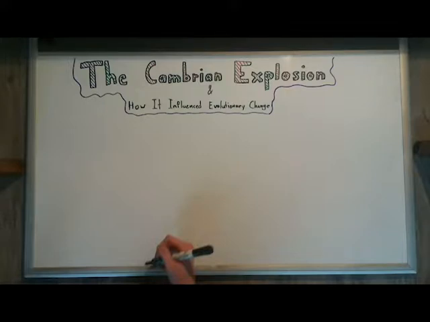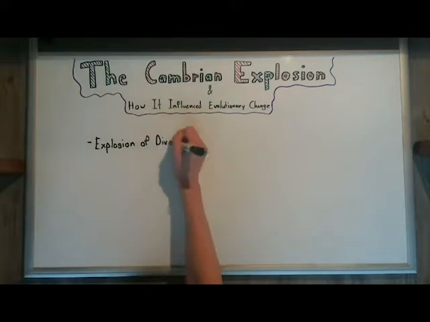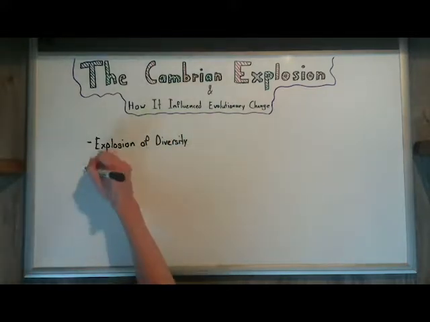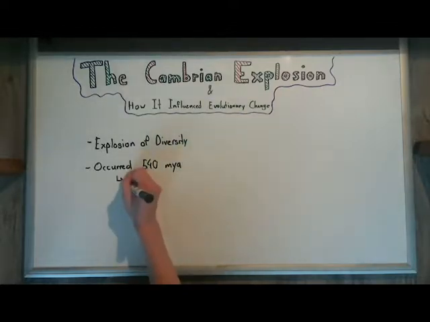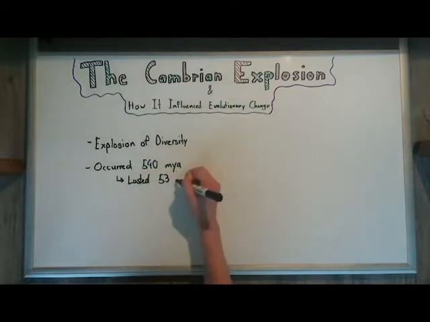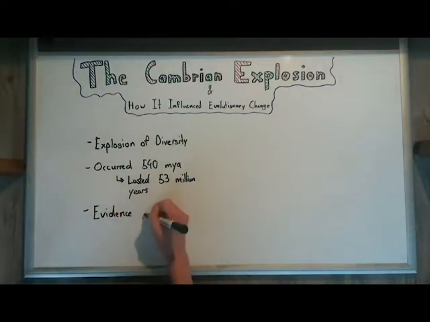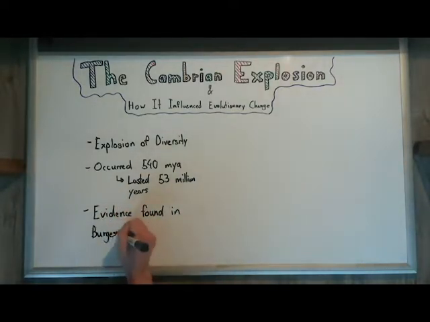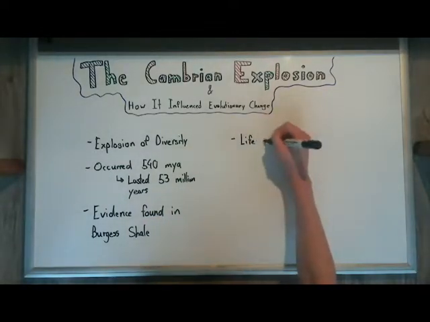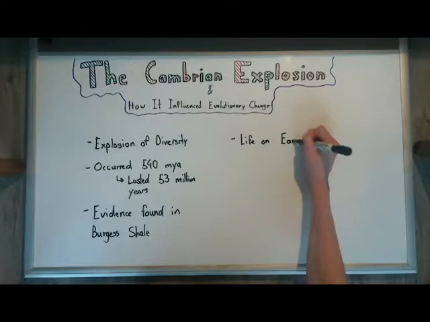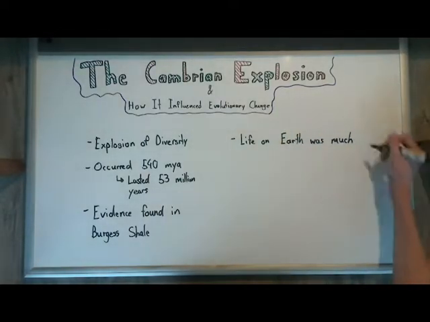The Cambrian explosion, and how it influenced evolutionary change. The Cambrian explosion was a drastic increase in species diversity that occurred approximately 540 million years ago and lasted around 53 million years. Evidence for this event can be found in the Burgess Shale, a 505-million-year-old fossil deposit in British Columbia. This explosion is an important event in evolutionary history because before the Cambrian explosion, life on Earth was much less complex and consisted of little animal life.